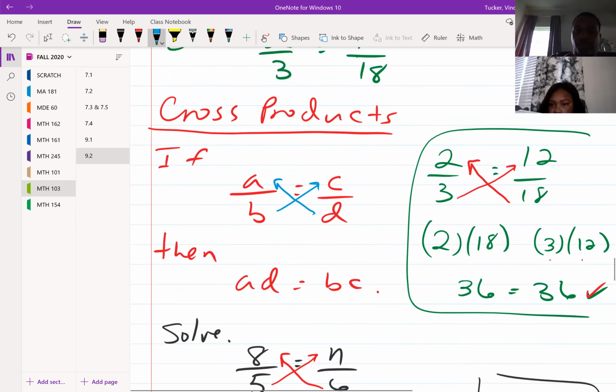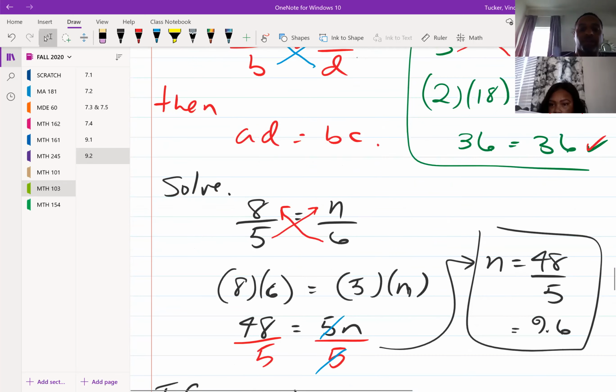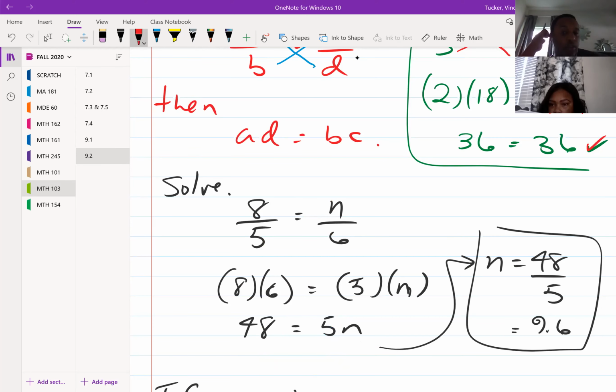All right. So we can use that relationship to solve. If I have 8/5 equal to n/6, and I want to know what is that missing piece, I will cross multiply, take my 6 up to 8, 5 up to the n.